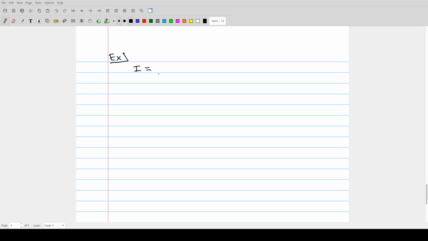So here the integral that we're going to evaluate is going to be the integral from 0 to 6, and from, we'll say, y over 2 to 3, of the function e to the negative x squared dx dy.